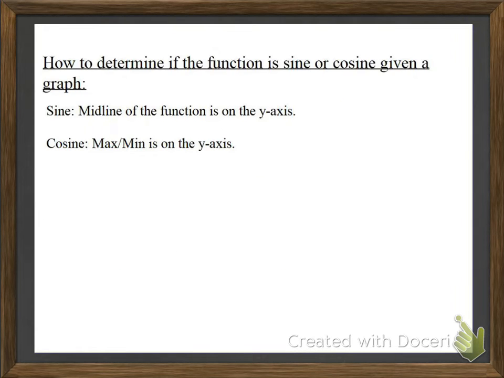So, how do we know if it's going to be a sine or a cosine function if they don't give us the equation? Sine: your midline of the function is on the y-axis, aka that principal axis hits the y-axis. Cosine: your max or your min is on the y-axis.